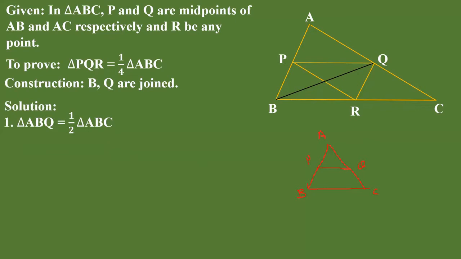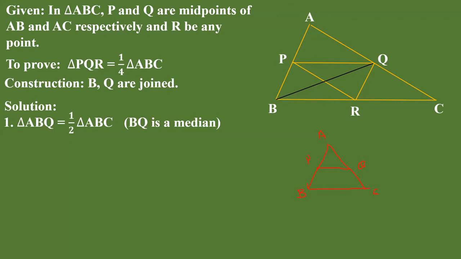Triangle ABQ equals half of triangle ABC. Remember, concentrate on the triangle ABC. ABQ equals half of triangle ABC. The reason is BQ is a median. Now, we have to find the relation of the triangle ABQ.